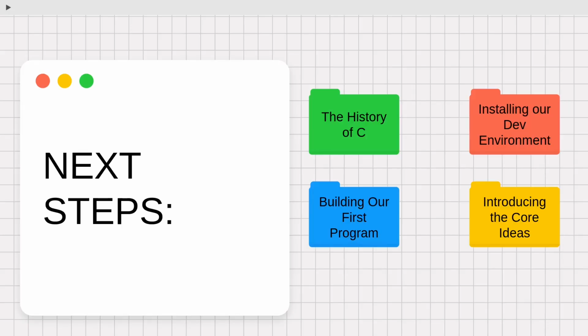And so in our next video, we're going to talk about the history of C. We're going to install our development environment, aka how we actually build a program. And then in the video after that, we're going to build our first program. And then we're going to start introducing the core ideas that come with writing code. So give me a couple more videos on this introduction and allow yourself to learn. It's going to be a lot of fun. We're going to get there.